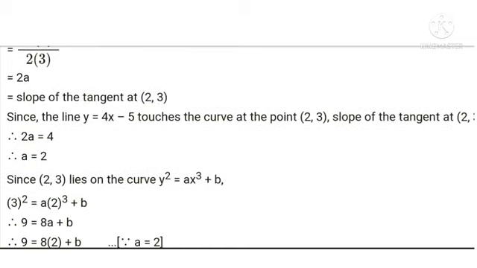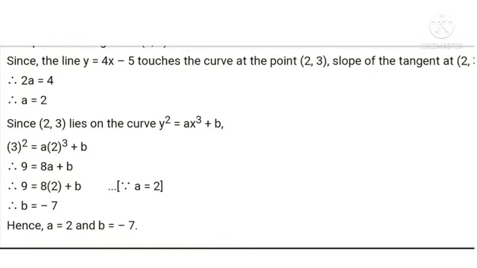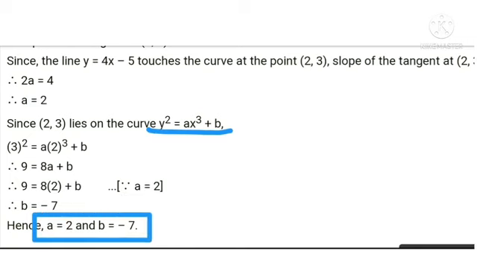Now the point lies on the curve. We have to find b. So put the value of a in this curve and simplify. You get the value of b as minus 7. So we get a is equal to 2 and b is equal to minus 7.